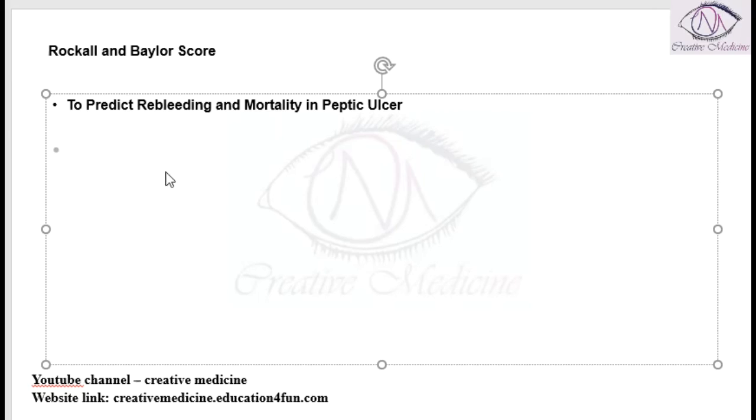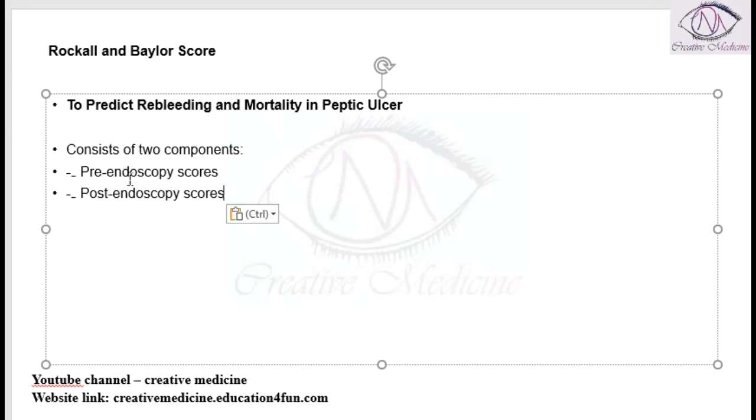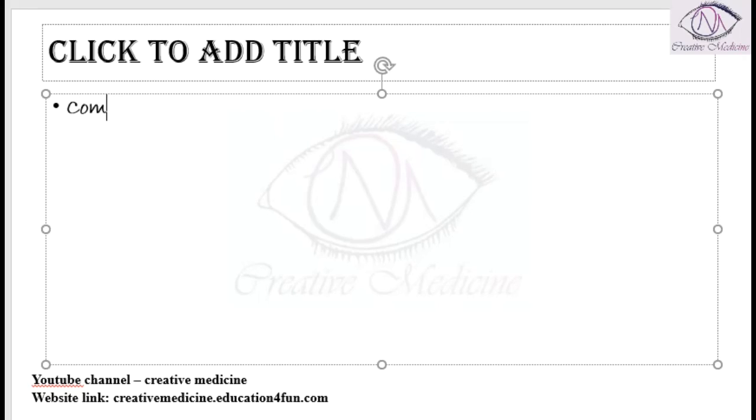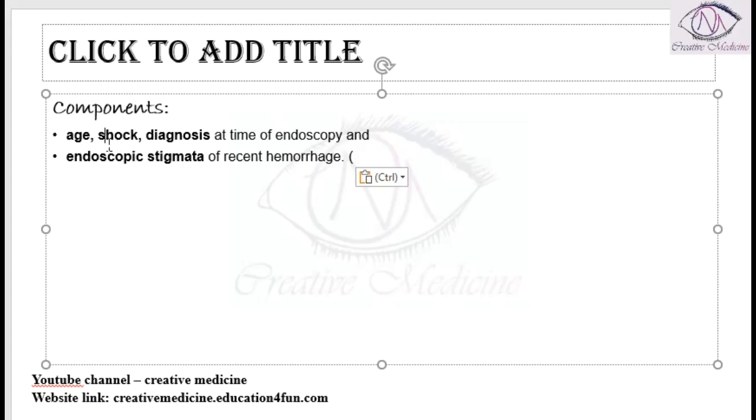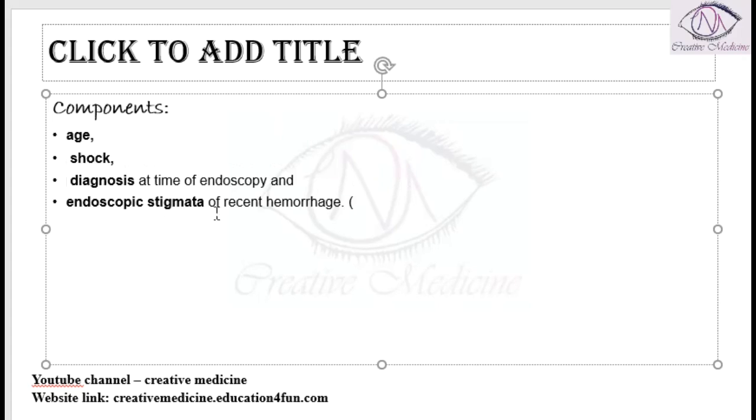Rockall-Baylor score consists of pre-endoscopic scores and post-endoscopic scores. What are the components of Rockall-Baylor's score? The main components of Rockall-Baylor score include age, shock, diagnosis at the time of endoscopy, and endoscopic stigmata of recent hemorrhage.